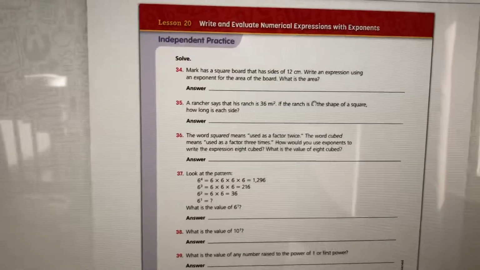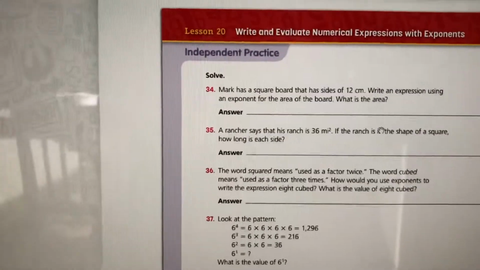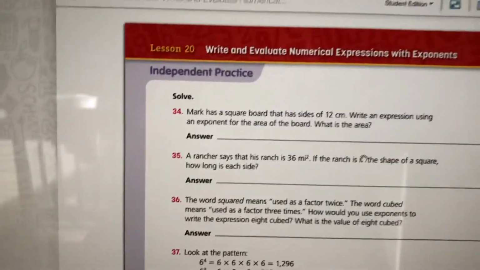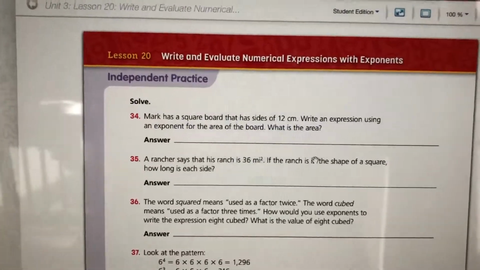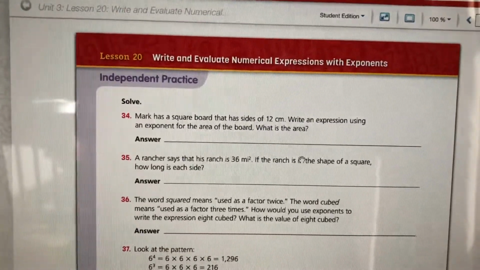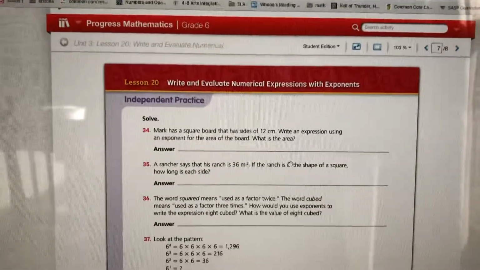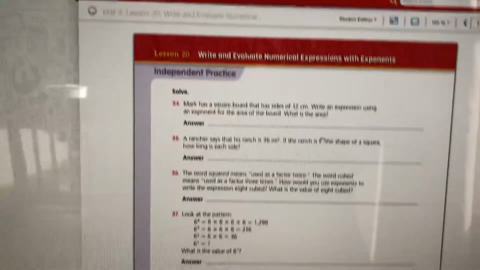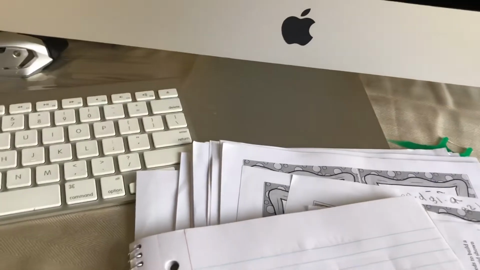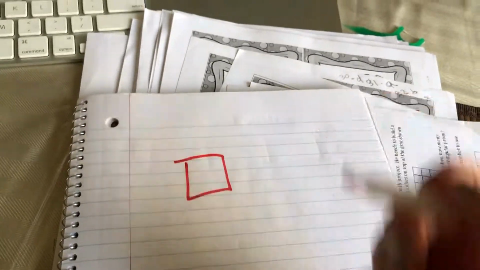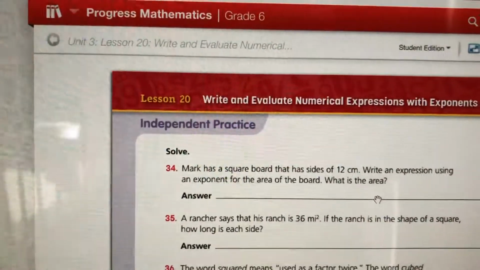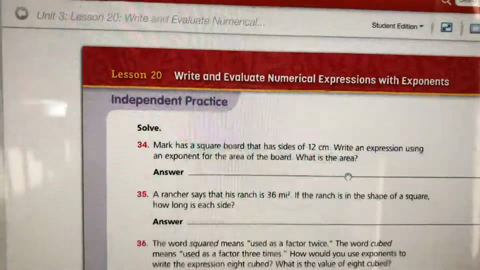Okay, so the problem says, Mark has a squared board that has size of 12 centimeters. Write an expression using an exponent for the area of the board. What is the area? So Mark has a square board. So that is what we need to begin with. His board is a square. There you go. It's a square that has the size of 12 centimeters.